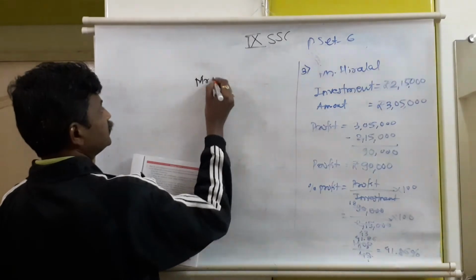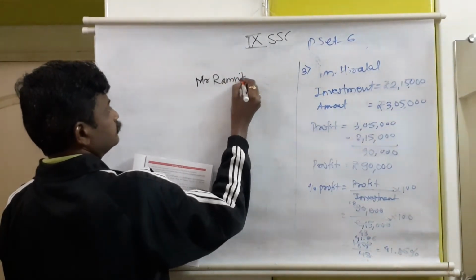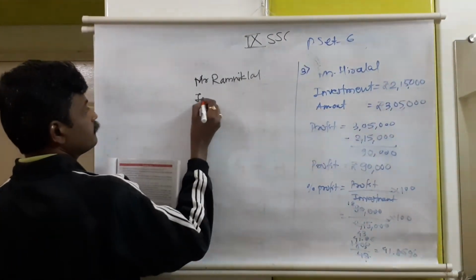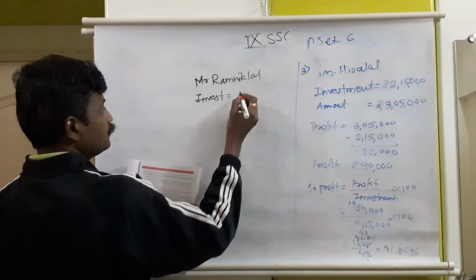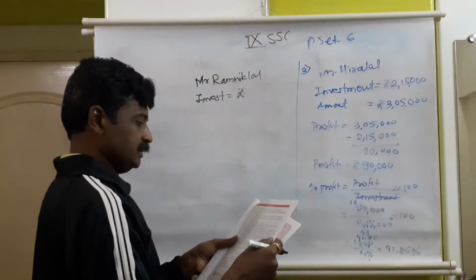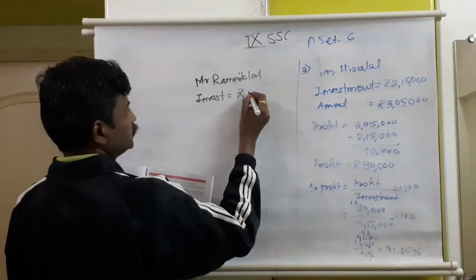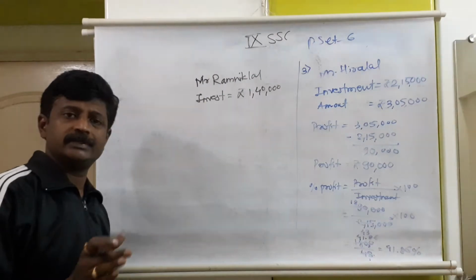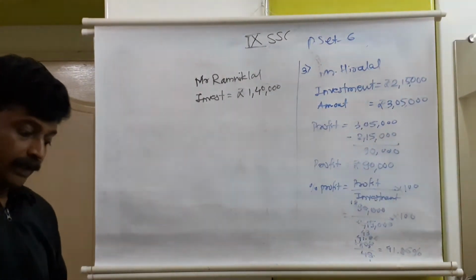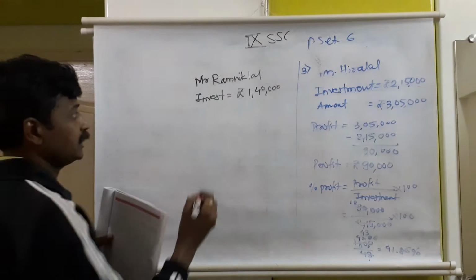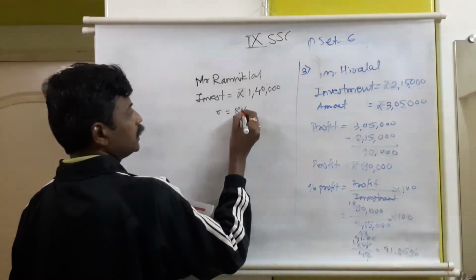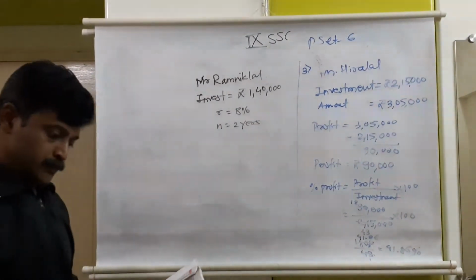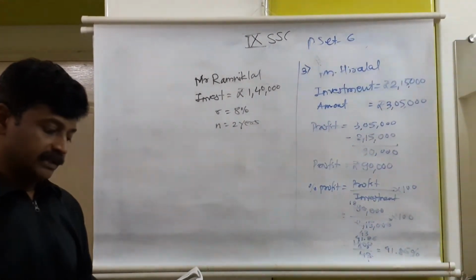Now for Mr. Ramniklal, the second person, his investment is given as 1,40,000 rupees. For both of them, 2 years is the time period. Now 8% is the compound interest rate. So we'll consider R is equal to 8%. N is the time period, it is 2 years, in the bank. Find out the percent gain of each of them.